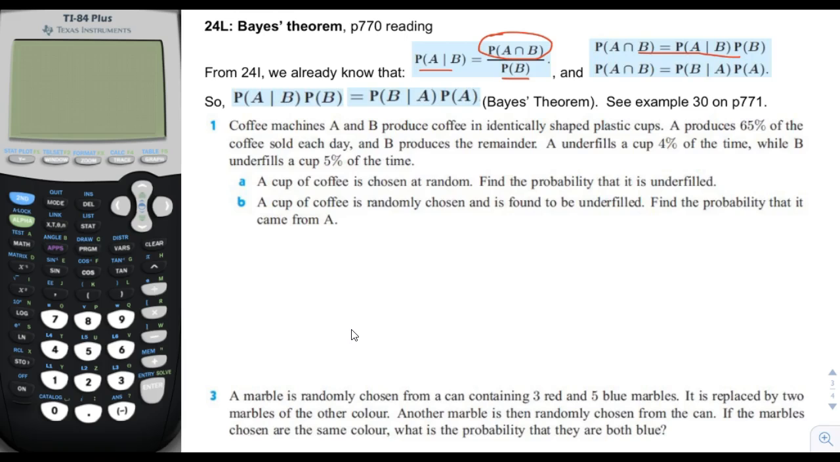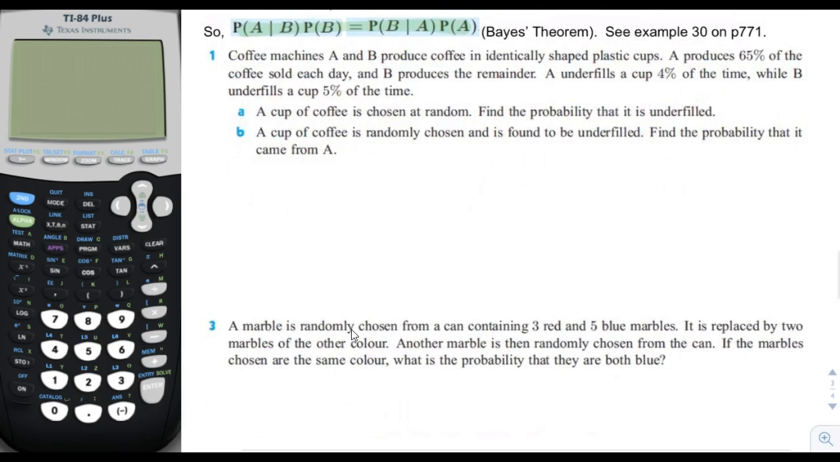And if we reverse the A's and B's, we get this equation here. And we can see that actually the left side of this equation is the same in both cases. So we could set them equal to each other, and that gives us Bayes' theorem. Okay? All right, so let's look at number 1.